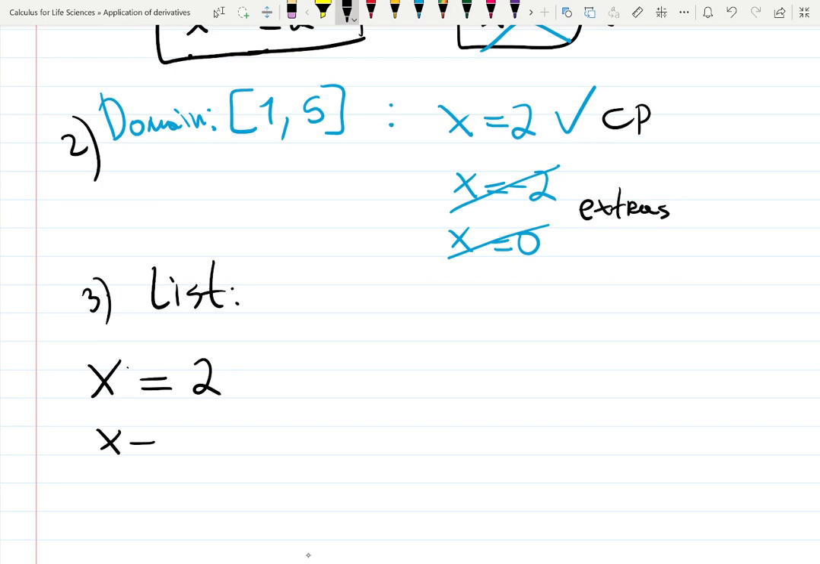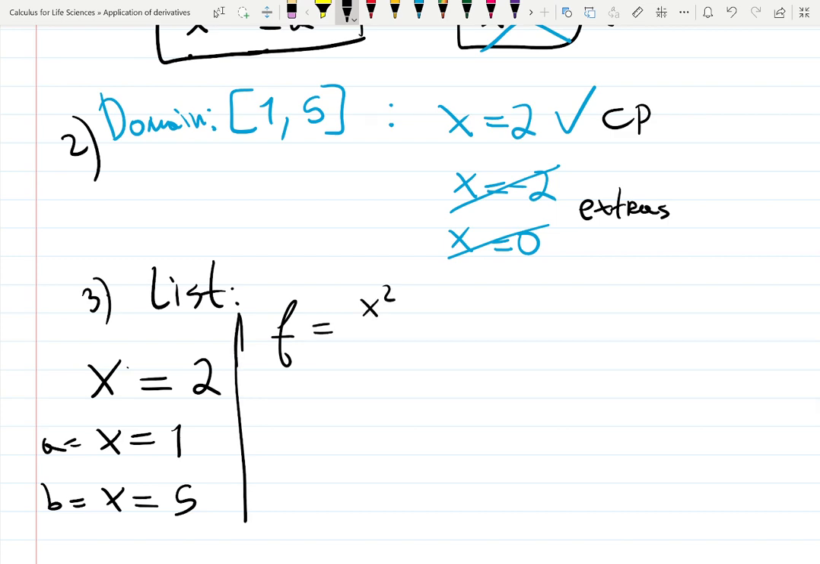And endpoints, 1 and 5. This is your A and this is your B. Now you're plugging into the original function. You can write it down again, but it's kind of a waste of time, so I usually don't do it. X squared plus 4 over 5x. And you plug it in, and guess what you do? You choose the winner. The biggest output value gives you the maximum, the smallest one gives you the minimum.